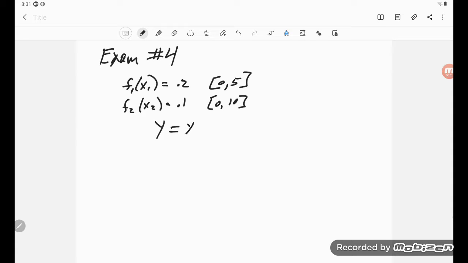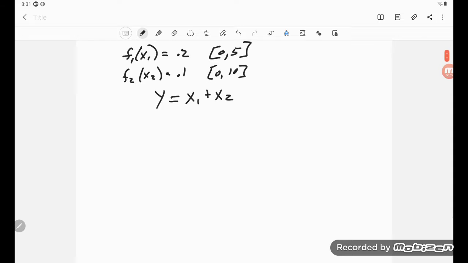So f1 of x1 was 0.2, or 1/5, on 0 to 5. And f2 of x2 was 0.1 on 0 to 10. And we were asked to look at the sum of those two variables, so y equals x1 plus x2.